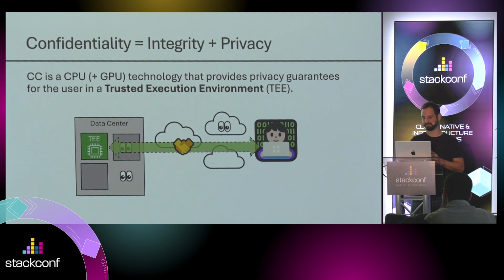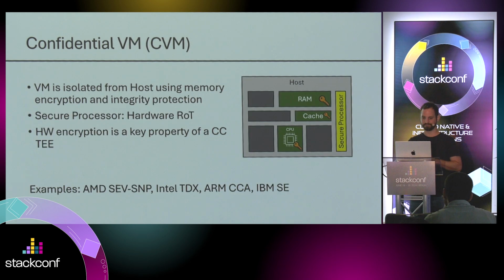And essentially that's confidentiality. So confidentiality is really just integrity plus privacy. And confidential computing is just a technology in the CPU that is an iteration on those root of trust technologies that provides privacy guarantees. So it's very complex from the implementation side. From the user side, it's not very special or very different from the concepts that we had before. Here's a short chart, like how this looks like.